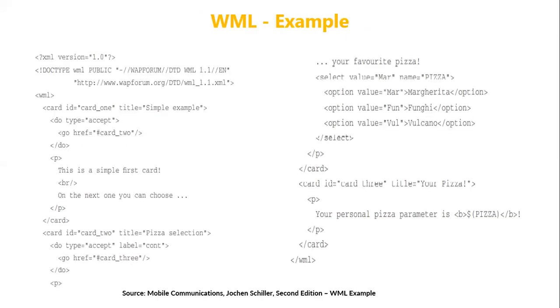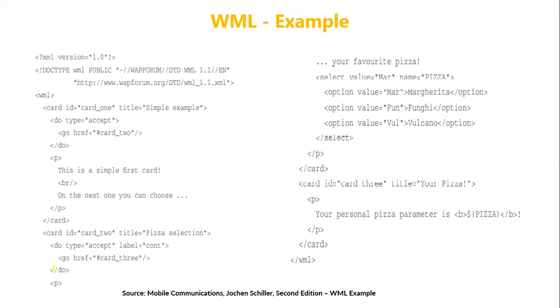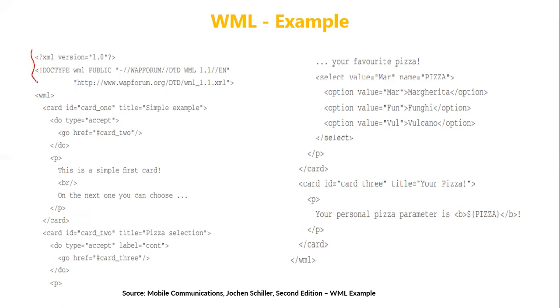Fine, let us discuss an example WML code here. This is a simple code which is used to select pizzas. Initially we have the XML part because WML comes under XML type. Then the WML starts, and it ends with /WML. Here we are creating multiple cards. This code contains three cards. This is card one, this is card two up to here, and this is card three.